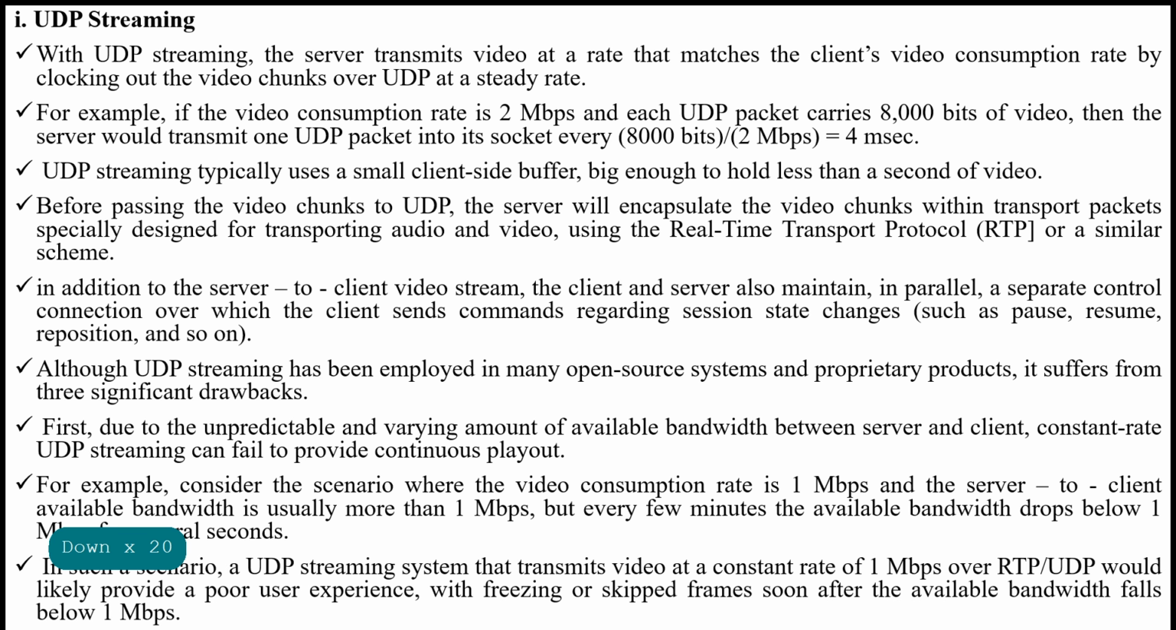In such a scenario, a UDP streaming system that transmits video at a constant rate of 1 Mbps over RTP and UDP would likely provide a poor user experience, with freezing or skipped frames soon after the available bandwidth falls below 1 Mbps.